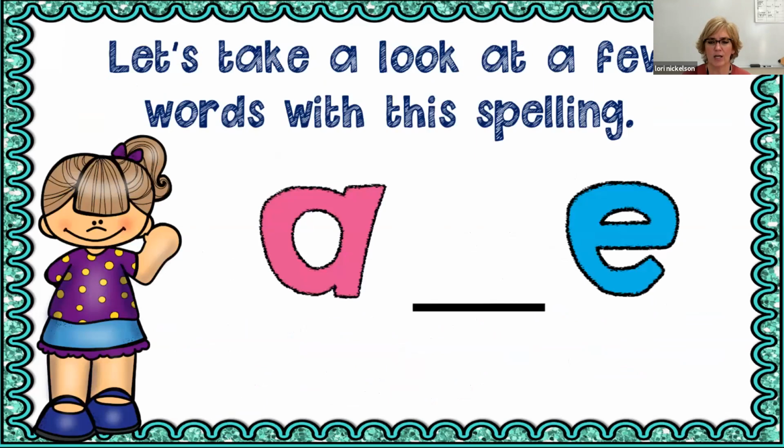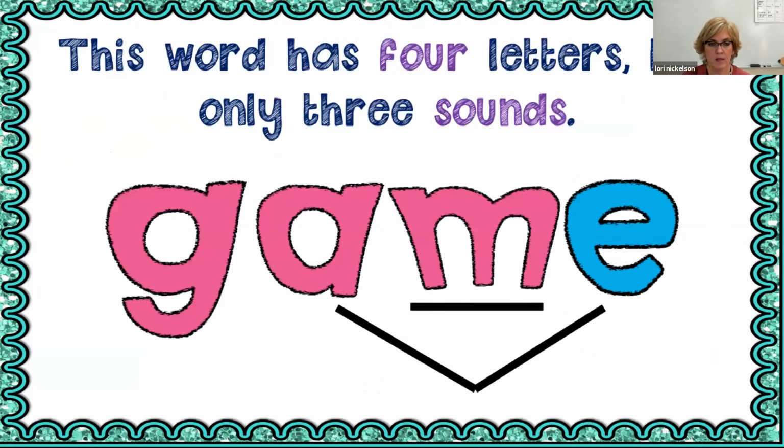So let's take a look at a few words with this spelling. And notice the A, blank, E. This word has 4 letters, but you only hear 3 sounds. Game. You don't hear the E at the end, but you hear the G, the A, and the M. The A and the E come together for one sound. Game.